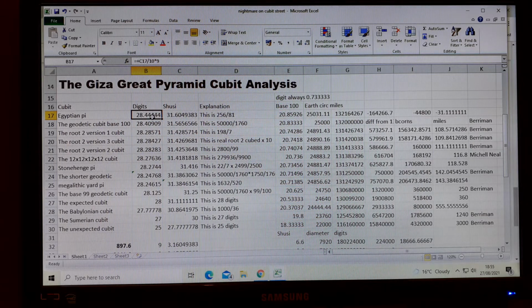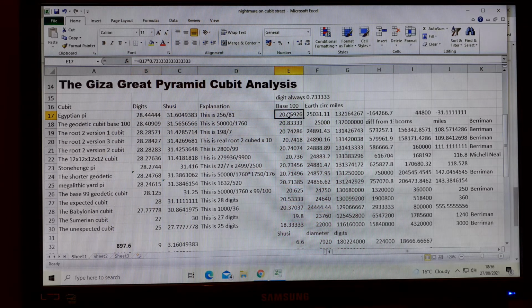So we're going through now. I've decided to put some more versions of pi in this spreadsheet. And the first one I've put in is Egyptian pi, which is 256/81. And interestingly, there are that number of Shusi in it, and this number of digits.